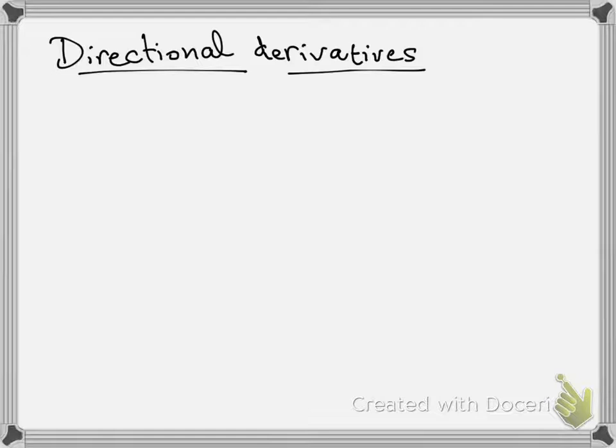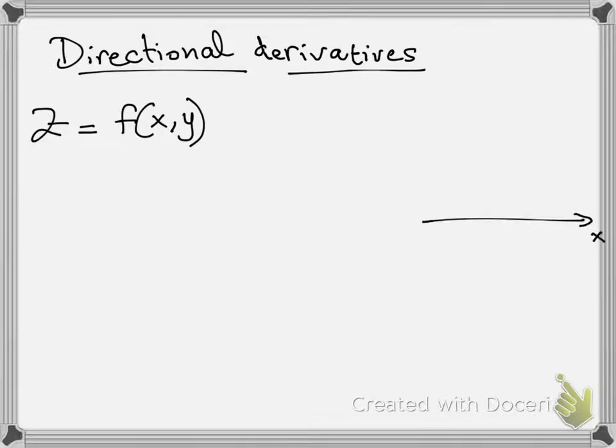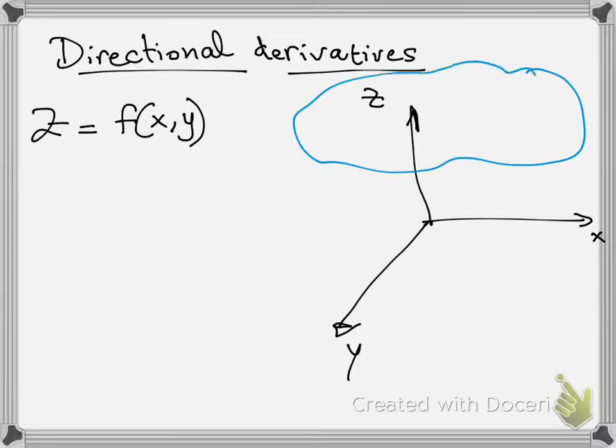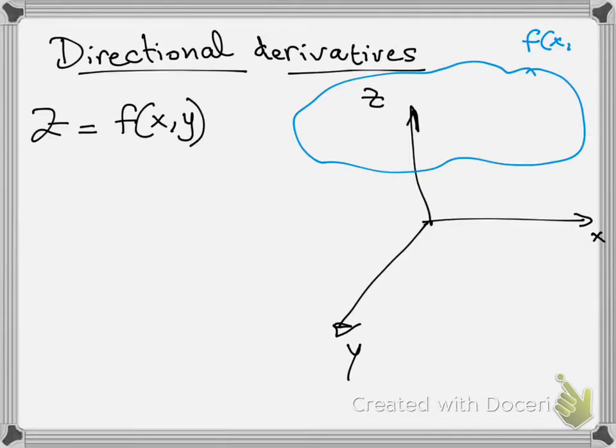So let's say now you have a function of two variables, z is equal to f of xy. Okay, so this is my x-axis, this is my y-axis, and this is the z-axis. And you have the graph of f. So let's say this here is f of xy.